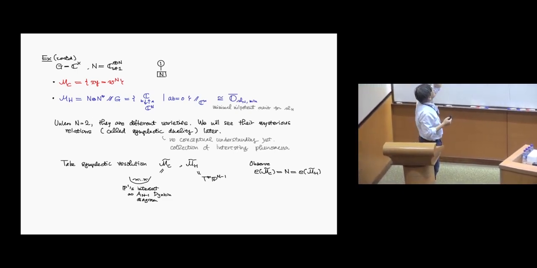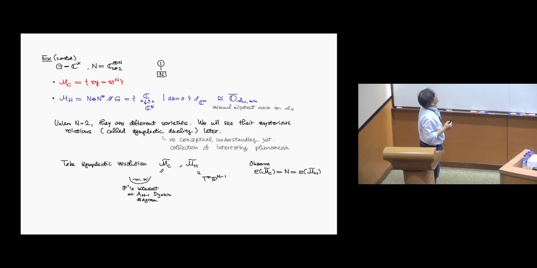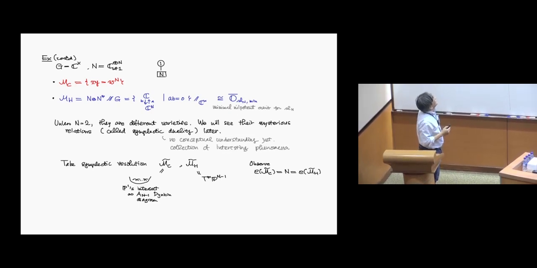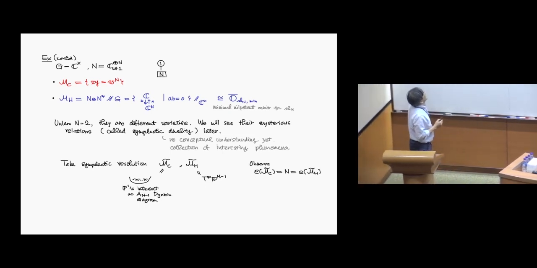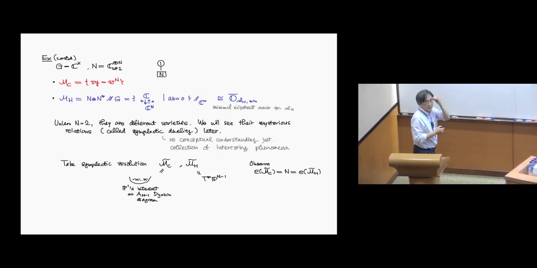So G is C star, and I consider the direct sum of n copies of the weight one representation. Then I explained the Coulomb branch is this type A_{n-1} singularity. On the other hand, you can consider the Higgs branch, which I didn't explain at all, but I briefly mentioned. First you take the cotangent bundle to N. So this is just the direct sum of N and its dual, and this is a symplectic vector space. And you take a symplectic reduction of this by this group G.